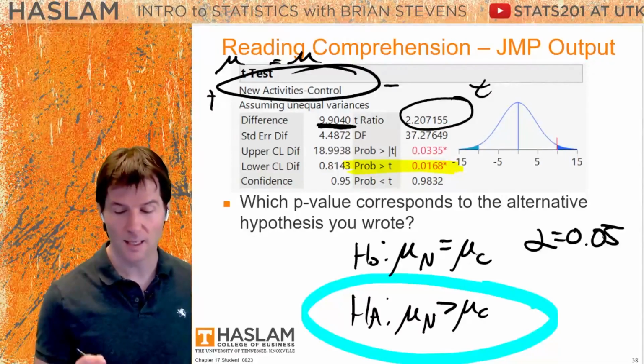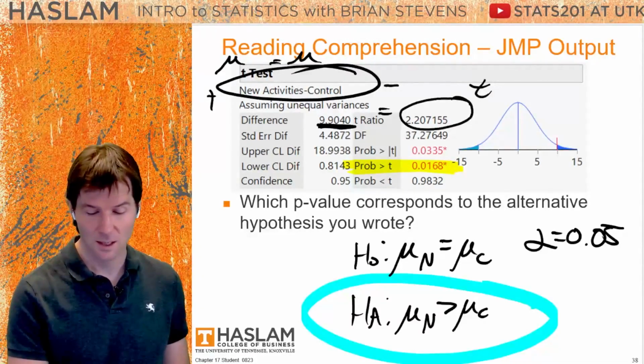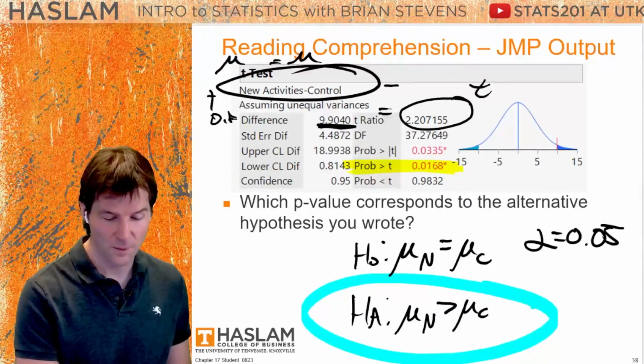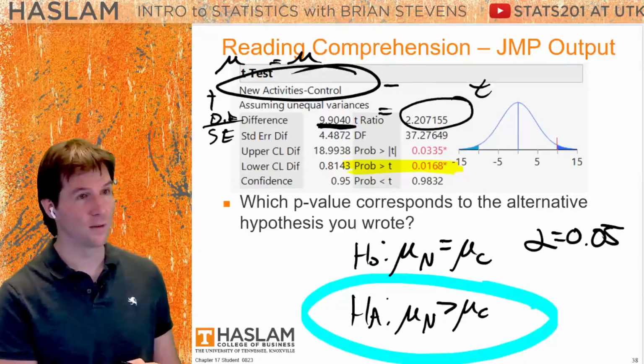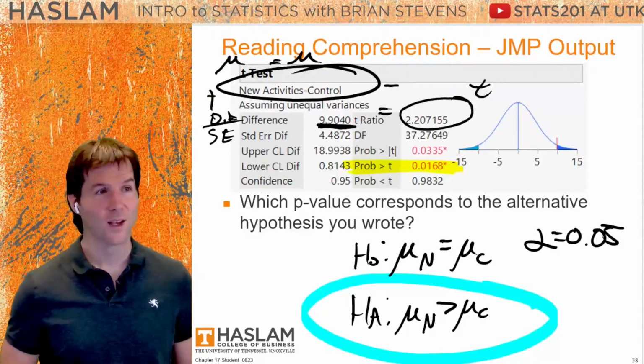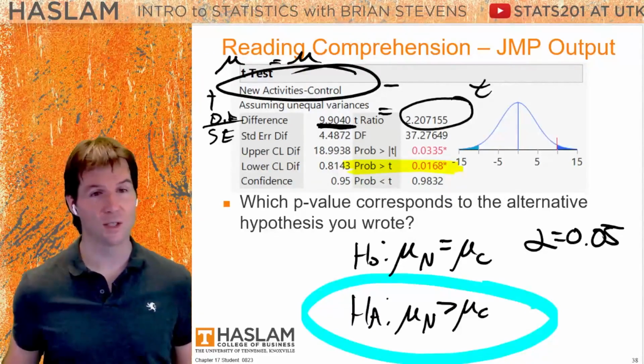Dividing 9.9 divided by 4.48 gives you the t-statistic. Remember, this is the difference, which is y bar 1 minus y bar 2, over the standard error of the difference right there. Make sure to practice. Lots to do right here, but knowing your notation is key.